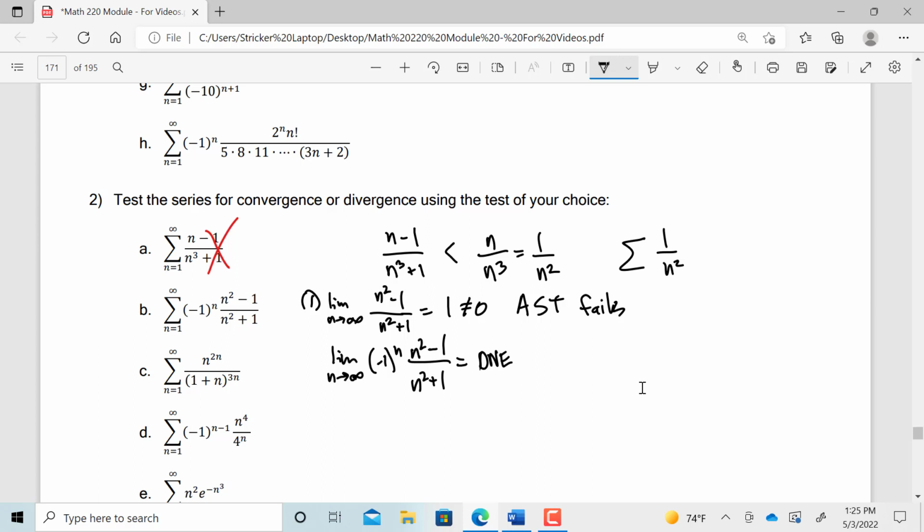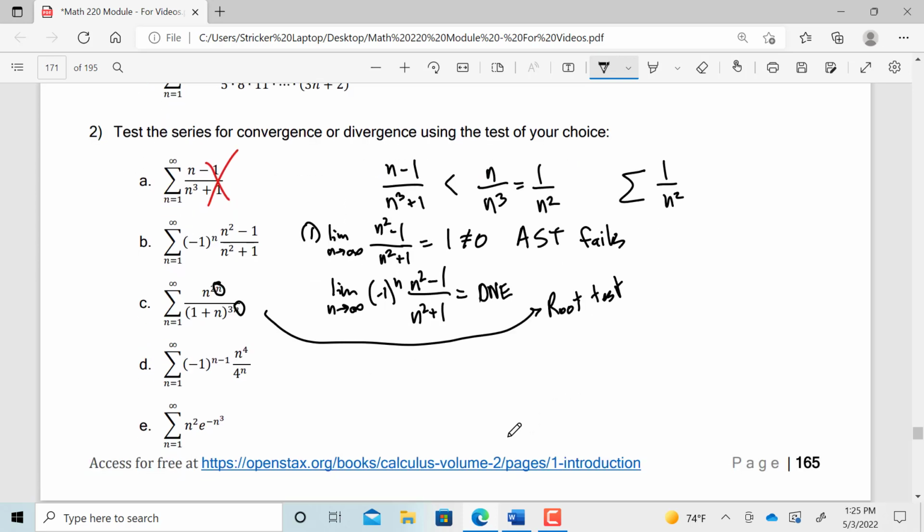Okay, so looking at one thing right off the bat, I see everything right here is raised to an nth power. What is that going to tell us what test to use? That's going to tell us to use the root test. Root test. Anytime we have everything raised to the nth power, that's going to be the root test.